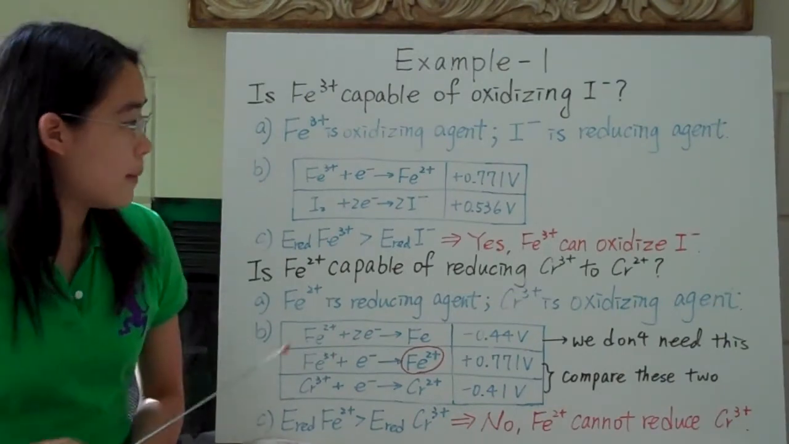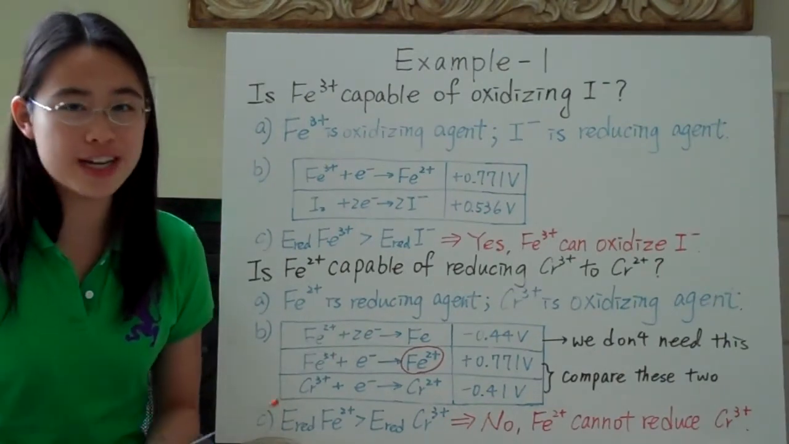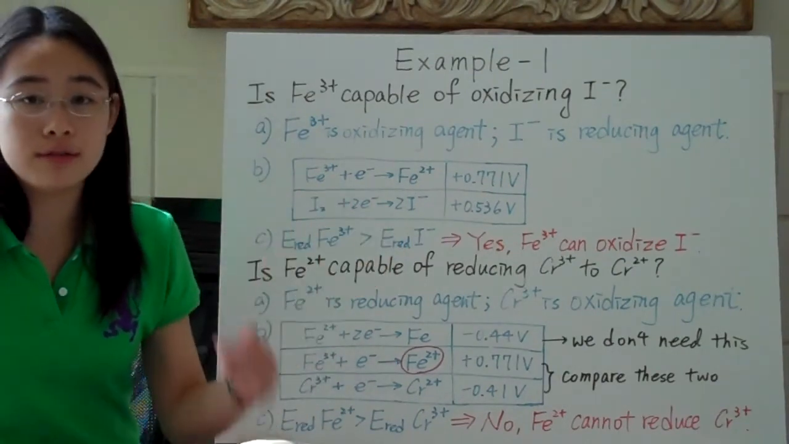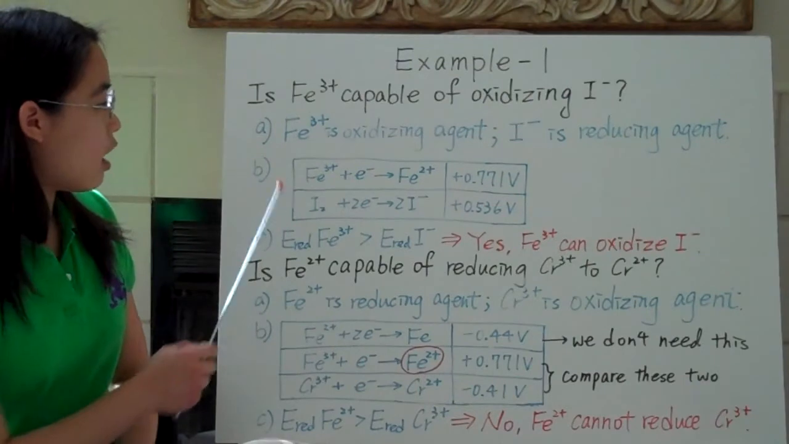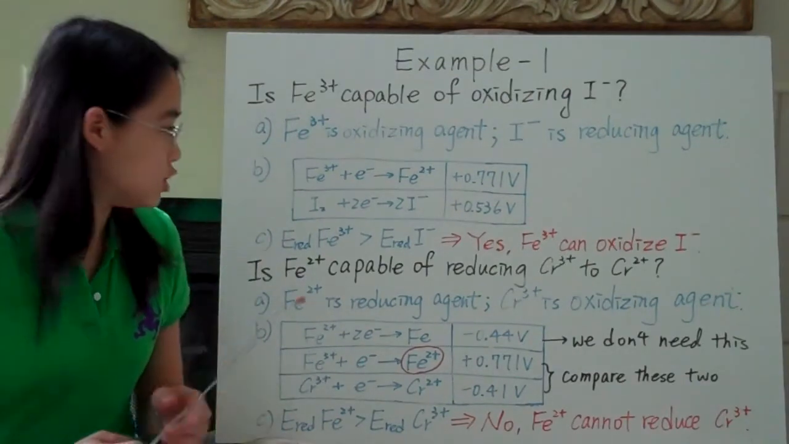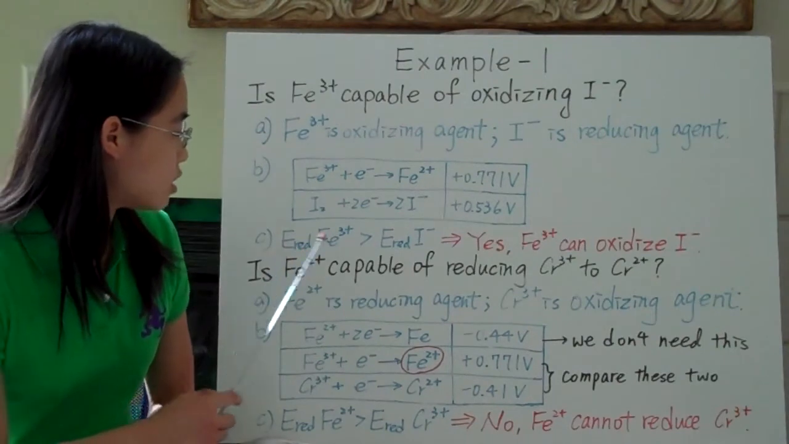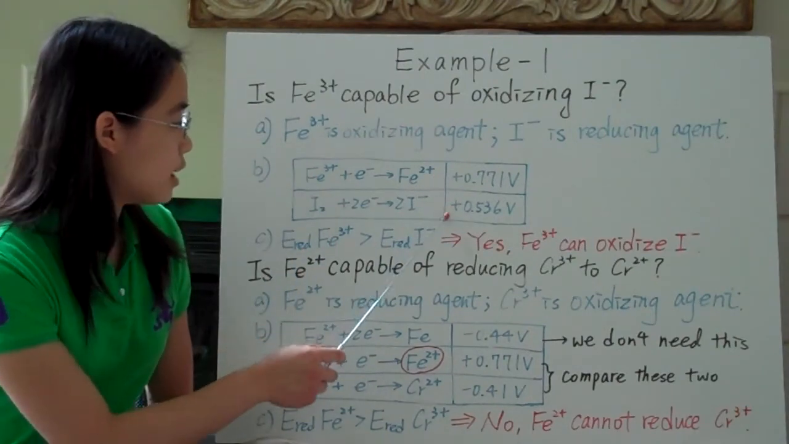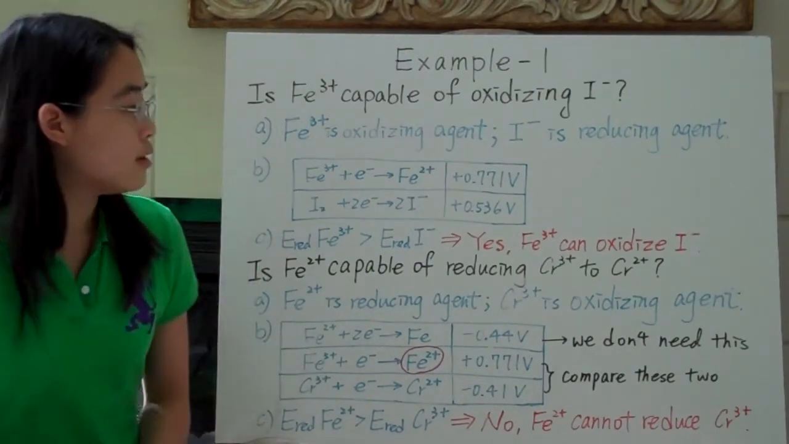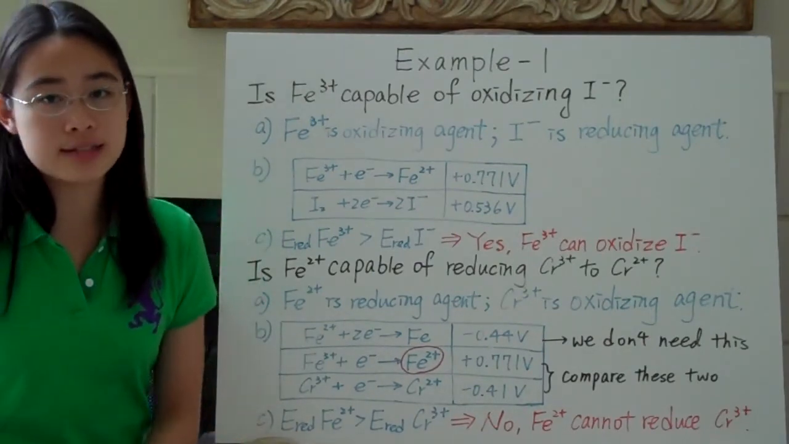And after you know which side, you can easily get the reaction from the reduction table. So here they are. And the third part is to compare their magnitude. And since the reduction potential of iron 3 is greater than the reduction potential of iodide ion, so yes, iron 3 can oxidize iodide ion.